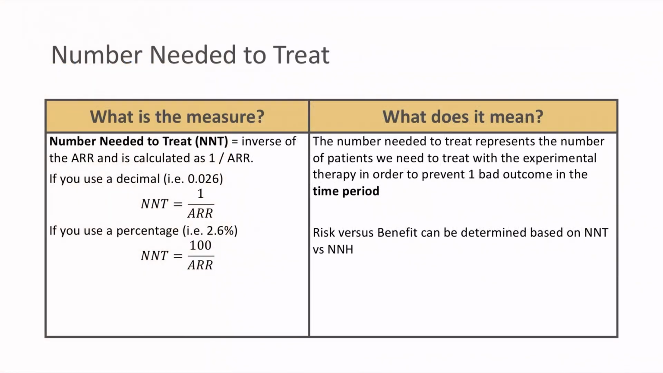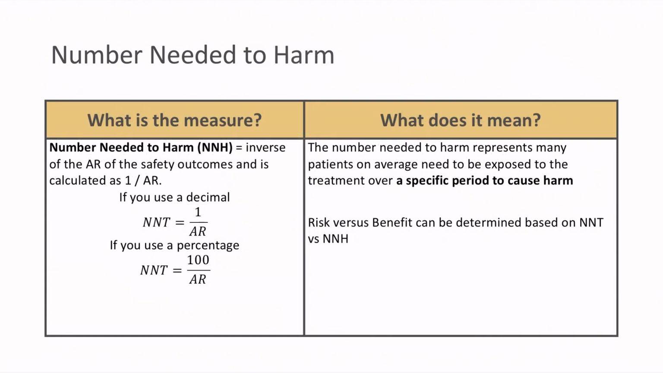Now, we can use this to calculate the number needed to treat, meaning how many patients we have to treat with the drug to prevent one outcome or improve one outcome. Number needed to harm, on the other hand, will do the exact opposite: how many patients you need to treat to harm one. And it actually uses what is known as the attributable risk. It's calculated the same way as absolute risk reduction, it's just using side effects.